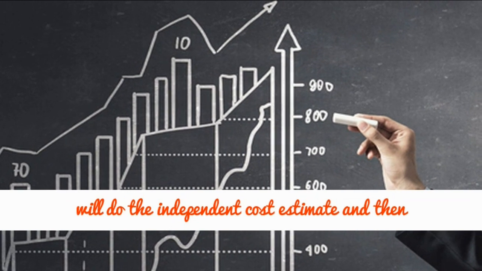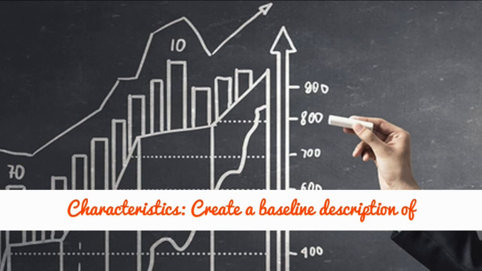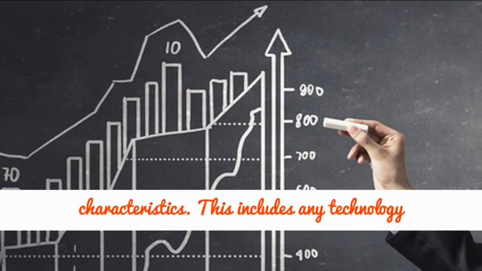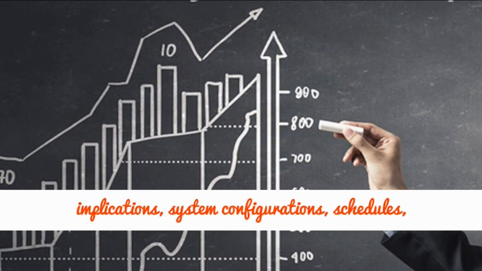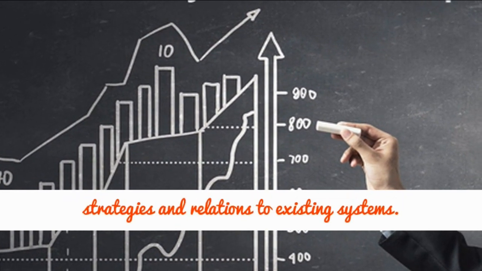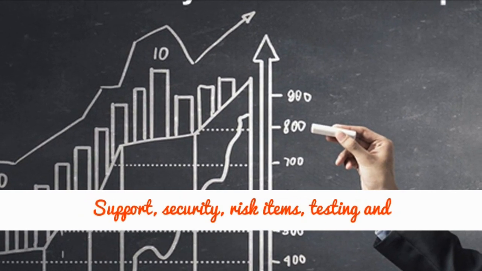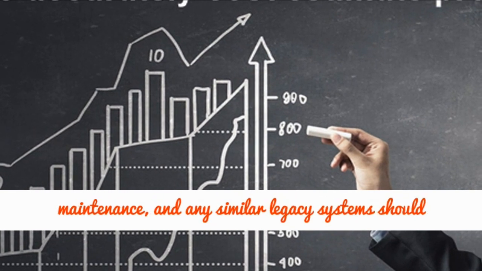Define characteristics. Create a baseline description of the purpose, system, and performance characteristics. This includes any technology implications, system configurations, schedules, strategies in relation to existing systems. Support, security, risk items, testing and production should also be included. Deployment, maintenance, and any similar legacy systems should be considered.